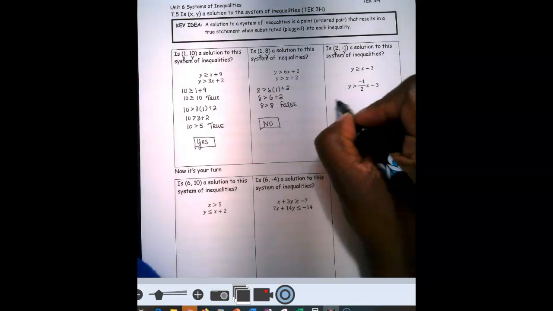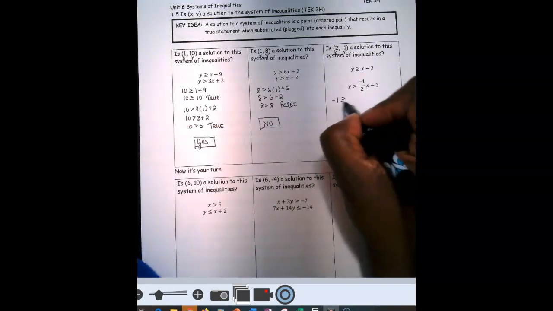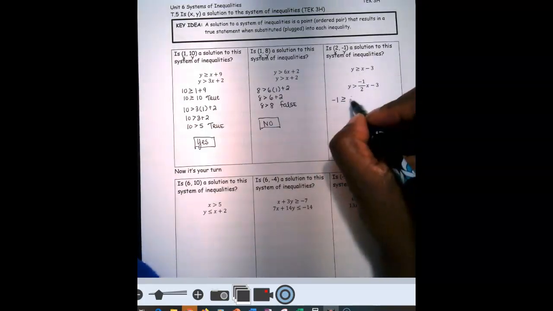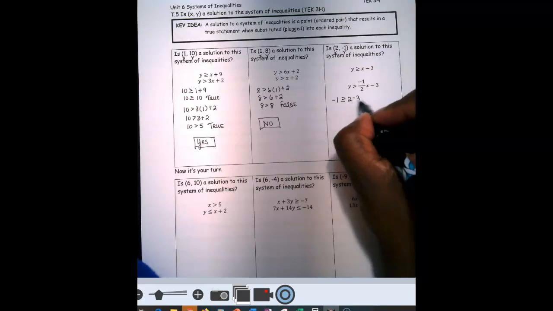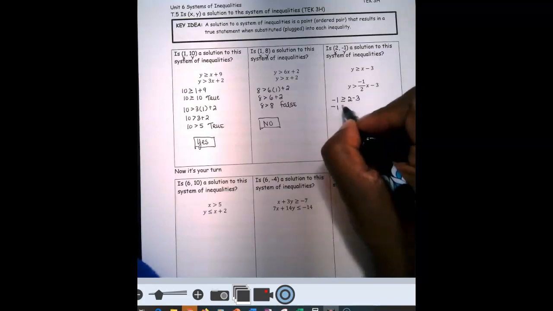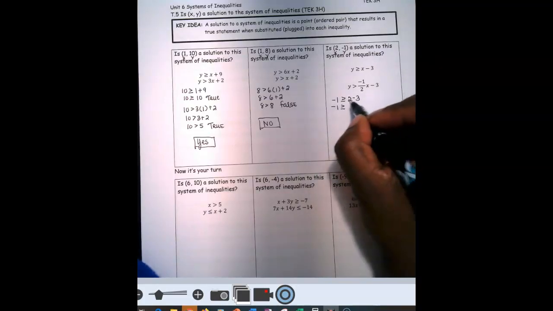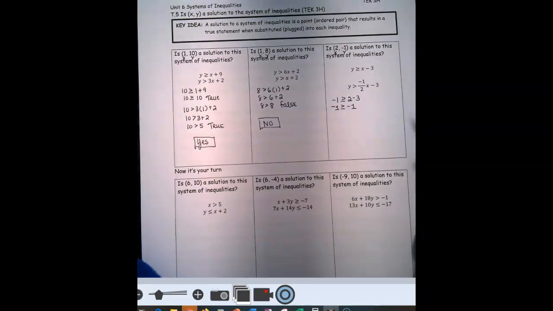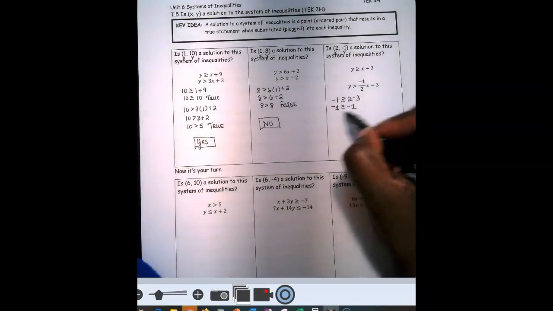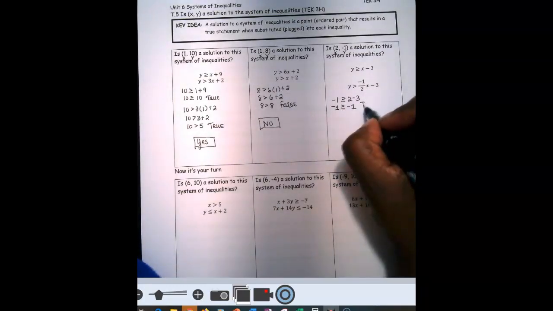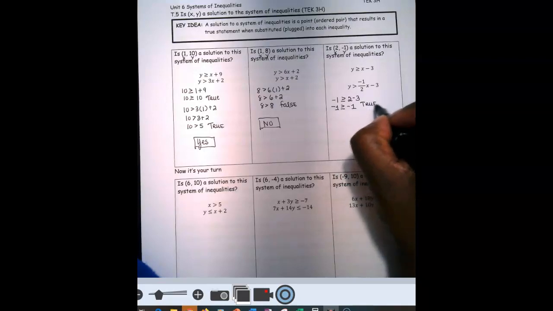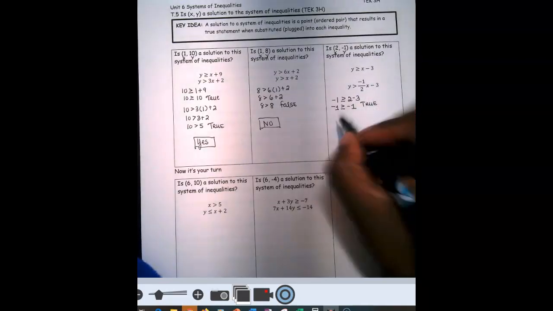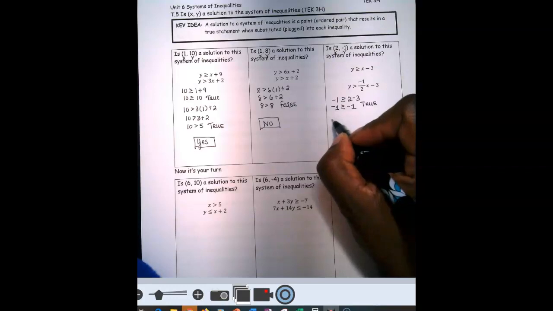So we're going to put -1 greater than or equal to 2 minus 3. -1 greater than or equal to 2 minus 3 is -1. Well, is -1 greater than -1? No. But -1 is equal to -1, so that's a true statement. So now we have to test the second one.